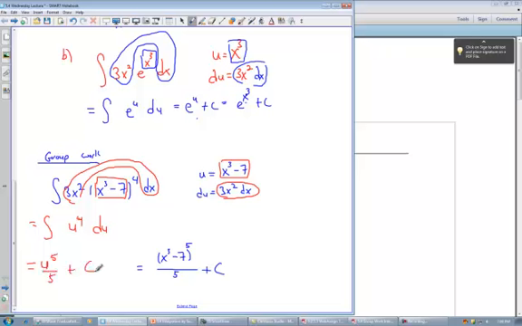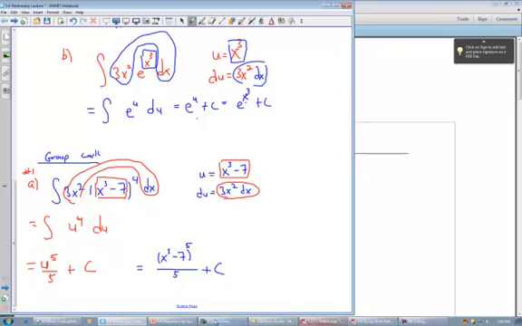Make sure you say plus c. And then I resubstitute in for the u, so u is x cubed minus 7, so I have x cubed minus 7 to the 5th power divided by 5 plus c. And this was part A, number 1, part A.